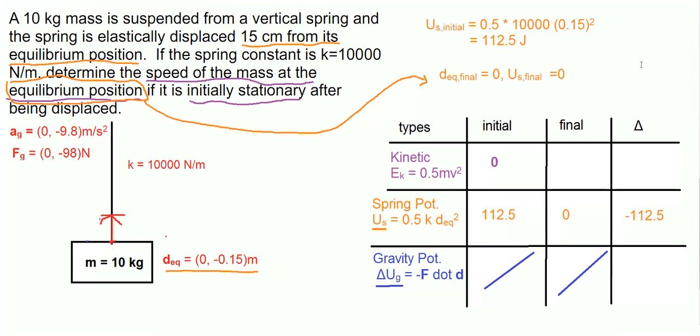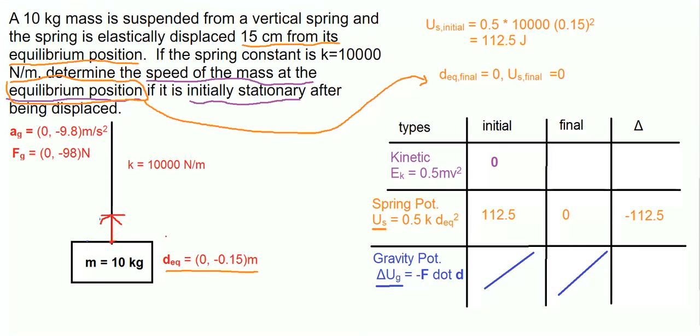The very last thing that we need to do here is work our way down to the gravitational potential. Now, for the gravitational potential, we have the gravitational force. This is exactly identical to what we found in the last one. And we have the displacement. This thing is actually going to go upwards, right? Because it's been stretched downwards by 0.15 meters. And so when it travels from its initial position back up to its equilibrium position here, it's actually going to go upwards.